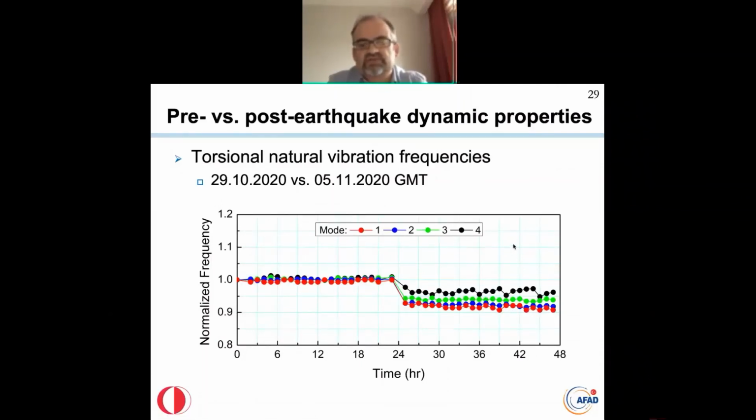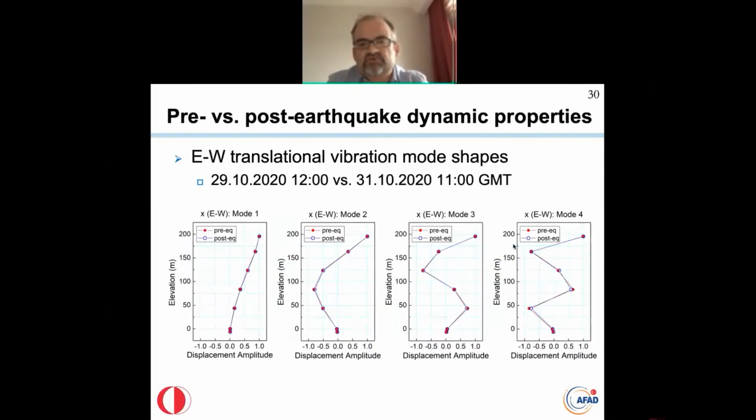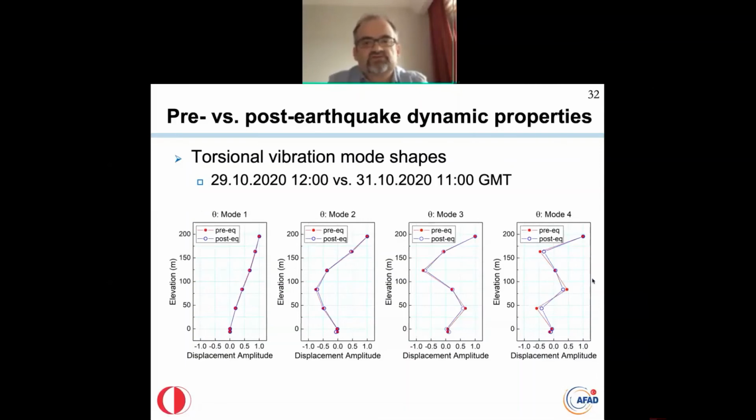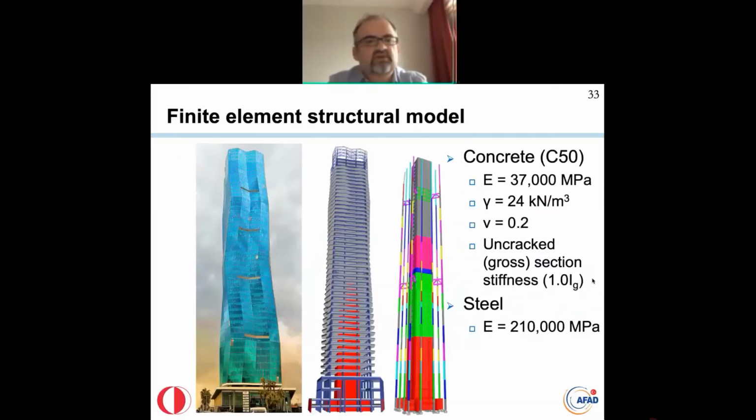And here you see the before and after mode shapes for the east-west vibrations. So note that the mode shapes are not changing at all. And here you see the north-south ones, no change once again, and the torsional ones, no change again. And here you see the finite element structural model of the building where uncracked gross section properties were used.